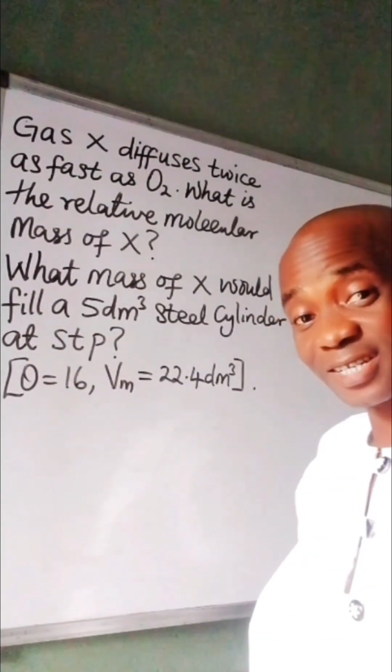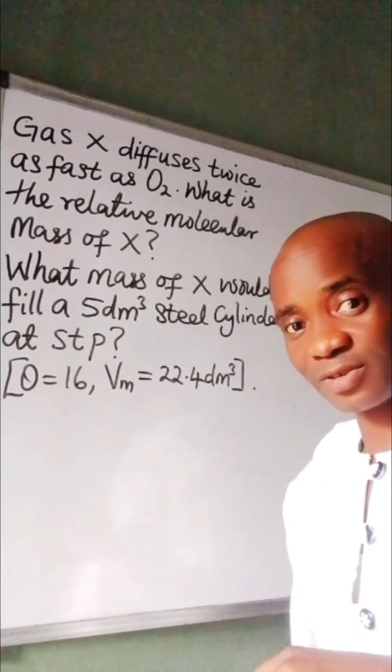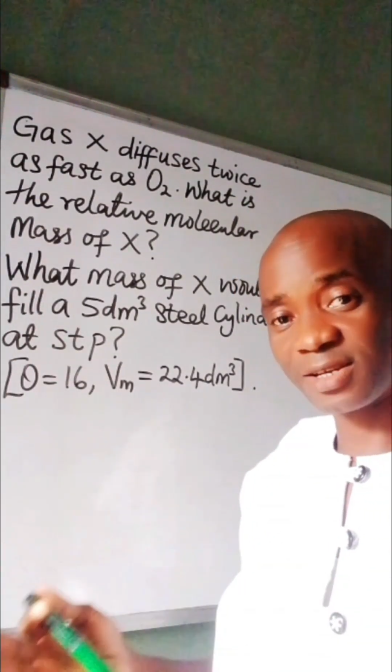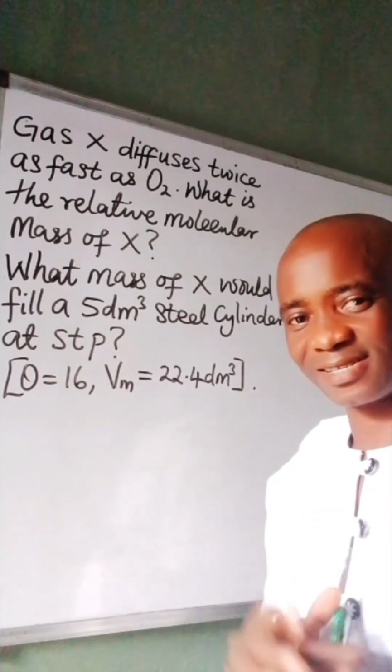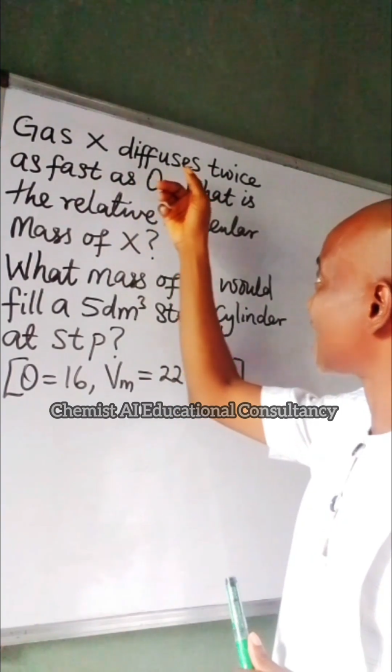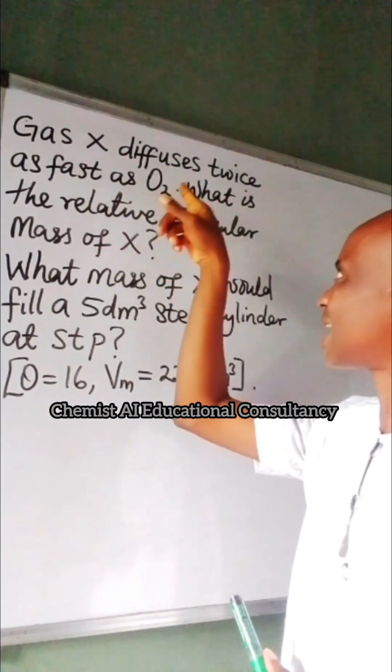This gas law question is for those who are already mature in chemistry. But as a beginner in chemistry, I will guide you on how to solve this kind of question within few minutes. Now, let's go. Gas X diffuses twice as fast as oxygen.